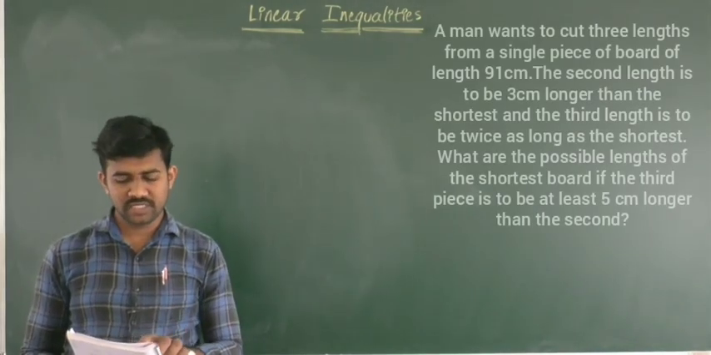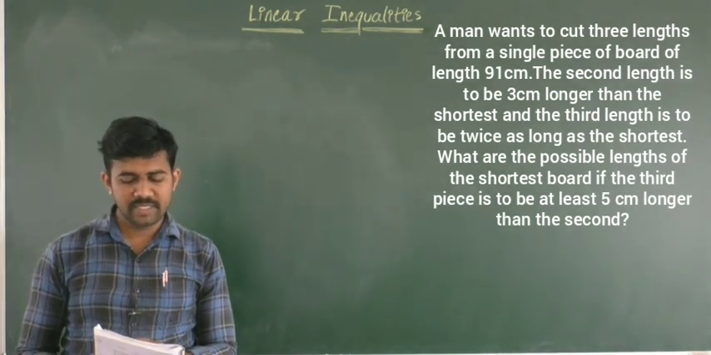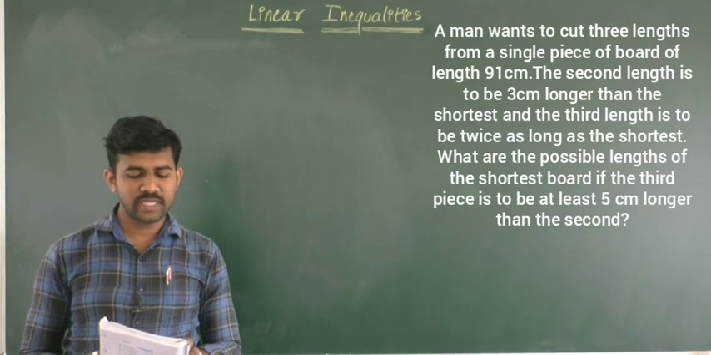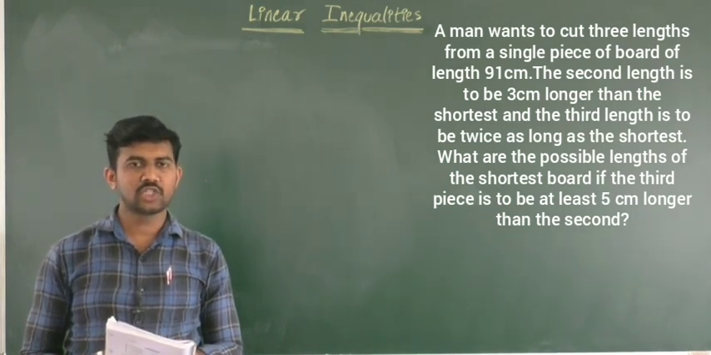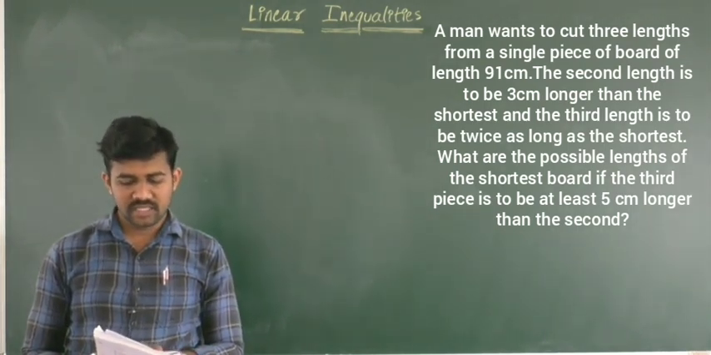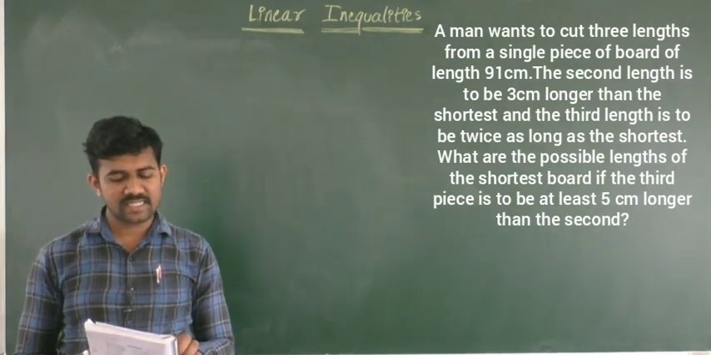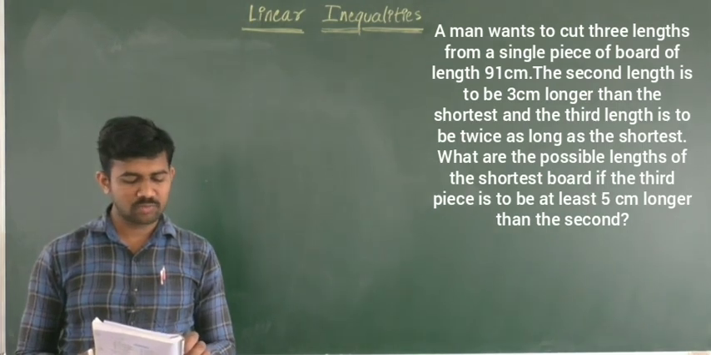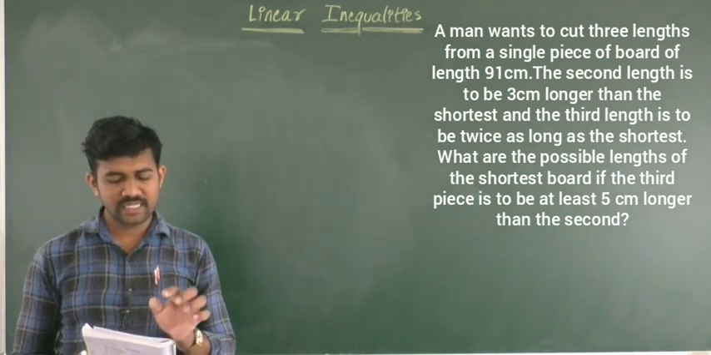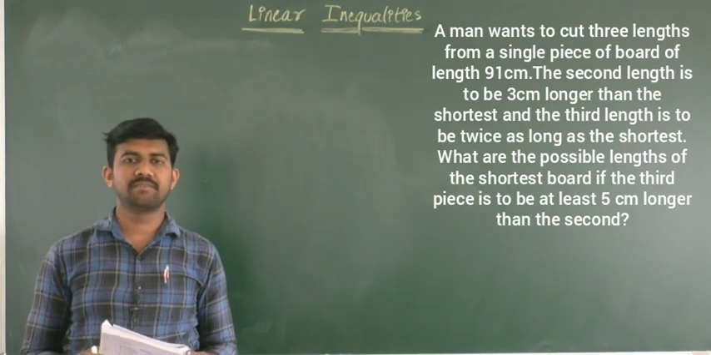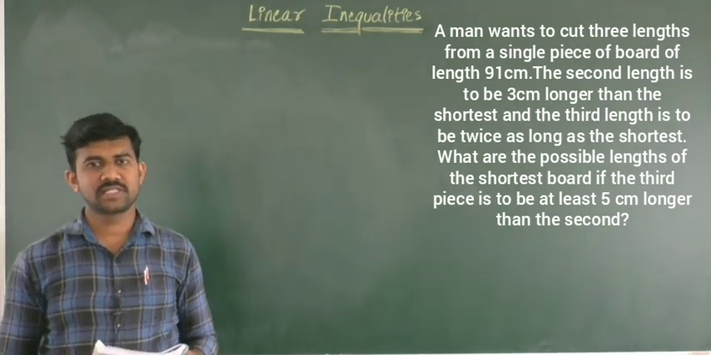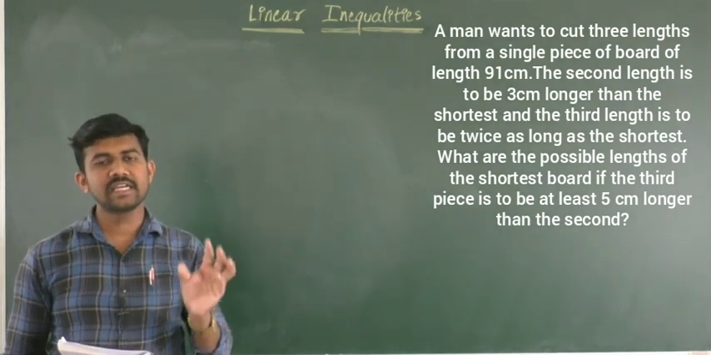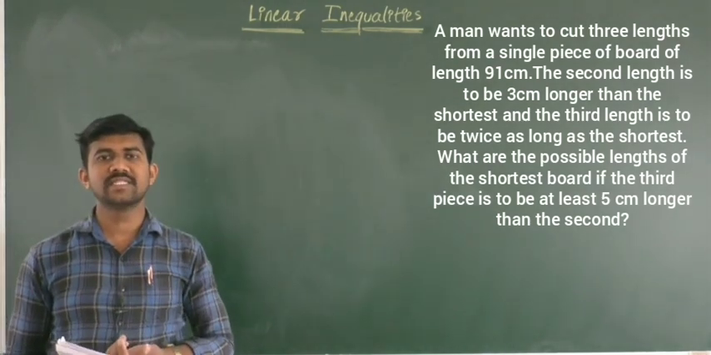A man wants to cut 3 lengths from a single piece of board of length 91 centimeters. The second length is to be 3 centimeters longer than the shortest, and the third length is to be twice as long as the shortest. What are the possible lengths of the shortest board if the third piece is to be at least 5 centimeters longer than the second? Again, I'll repeat the question: a man wants to cut 3 lengths from a single piece of board of length 91 centimeters.